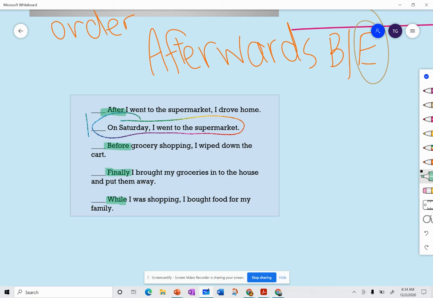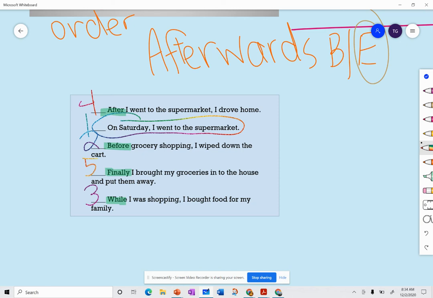So I'm going to use my handy dandy thing, and we're going to put these in order. So which one would be the first one or second one? Before grocery shopping, I wiped down the cart. Then what? While I was shopping, I bought food for my family. After I went to the supermarket, I drove home. And then finally, I brought my groceries into the house and put them away.